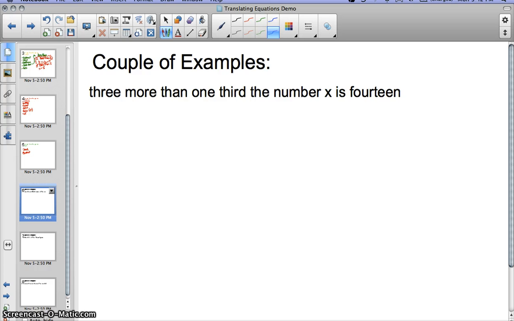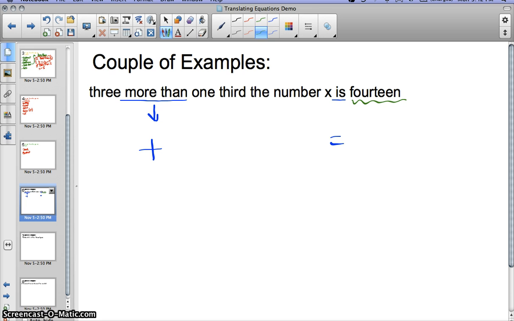So 3 more than 1/3 the number, x, is 14. So more than. Which operation was that we just talked about? Yeah, we're looking at plus. All right, and obviously 3 is 3. Let's go over here to is. Is a very key word. Is equal. So everywhere you see is, slap down that equal sign.